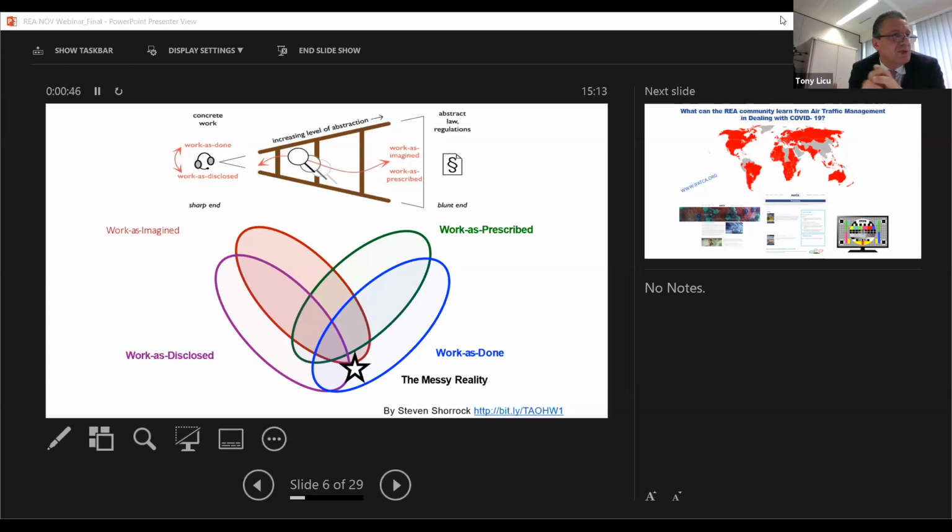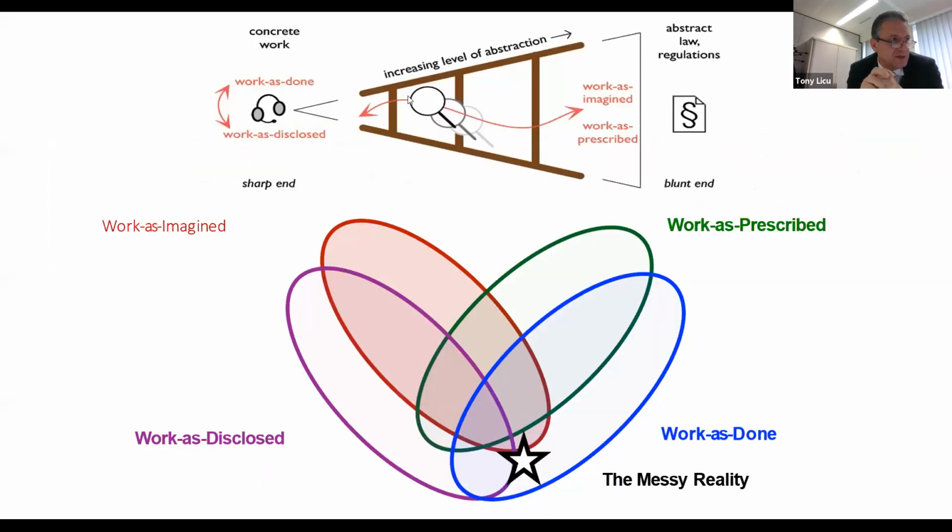Work as prescribed is what we have in books, manuals, regulation. Work as imagined is what we think is happening in the flight decks, at the airport, in ops rooms, and so forth. Work as done is what our operators are really doing, and work as disclosed is what they are prepared to disclose to us because of various pressures and tensions. They are never identical, and the difference is smaller or bigger. In a resilient organization, the differences between these aspects of work are small. In a less resilient organization, they are big.